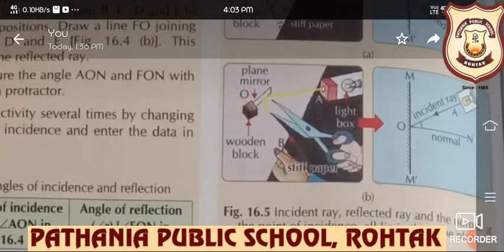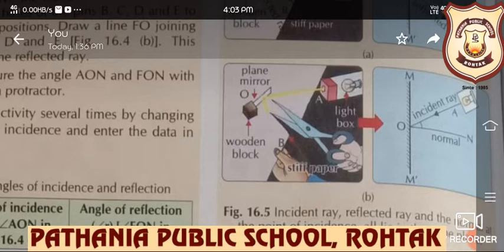Cut the projecting portion. Now what you have to do? You have to cut the projecting portion of the sheet in the middle along the normal. This is the scissors. You have to cut the paper along the sheet in the middle with a pair of scissors. The reflected ray extends to the projected portion of the paper.